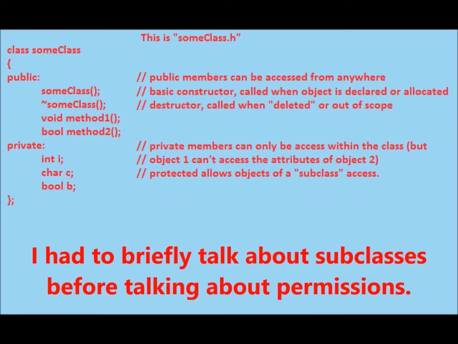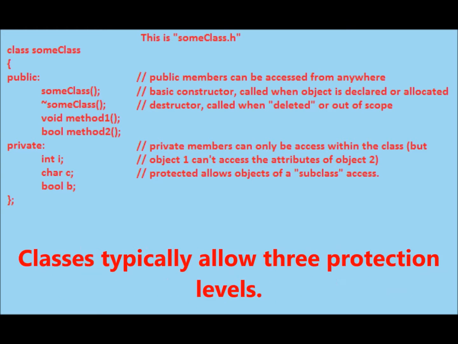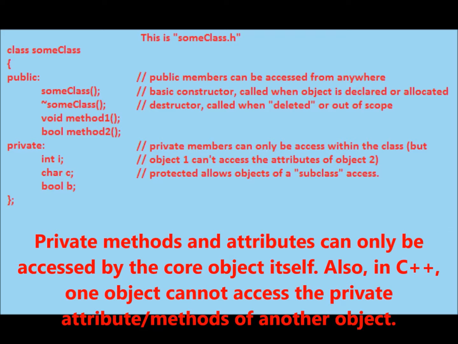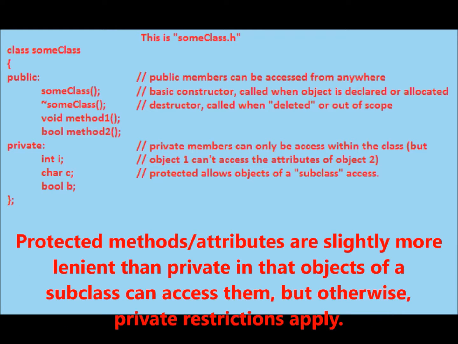I had to talk briefly about subclasses before talking about permissions. Classes typically allow 3 protection levels. Public variables and methods can be accessed from any code that has access to the object in question, or class, if said method or variable is static. Private methods and attributes can only be accessed by the core object itself. Also, in C++, one object cannot access the private attributes or methods of another object. Protected methods and attributes are slightly more lenient than private, in that objects of a subclass can access them, but otherwise private restrictions apply.